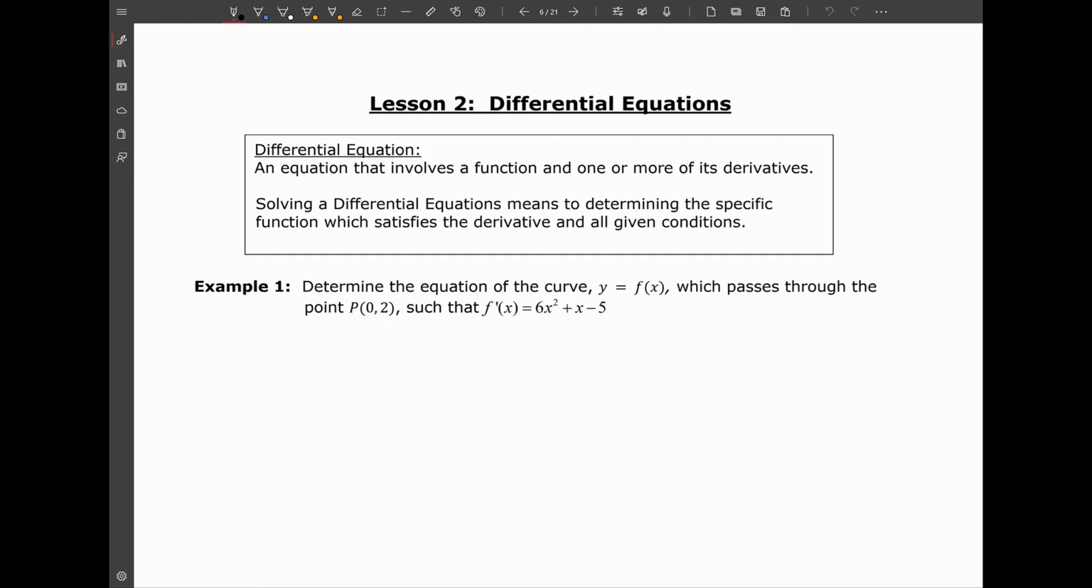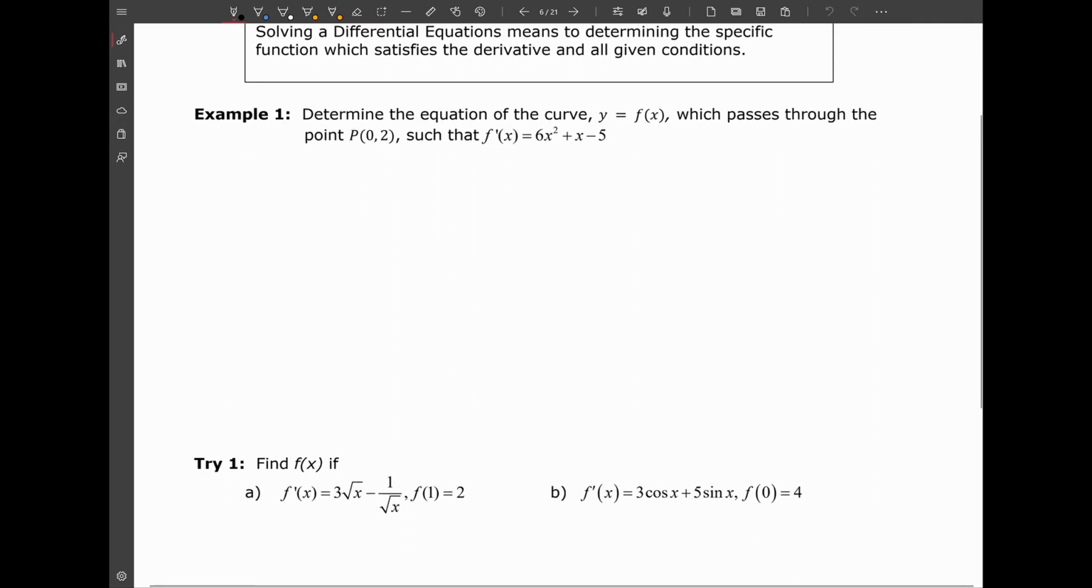So solving a differential equation means determining the specific function that satisfies not only the derivative, but all of the given conditions. If you're like, I still have no idea what any of that means, Ms. Neufeld, no worries. I find it makes more sense when you just do an example. So let's do example 1, shall we?